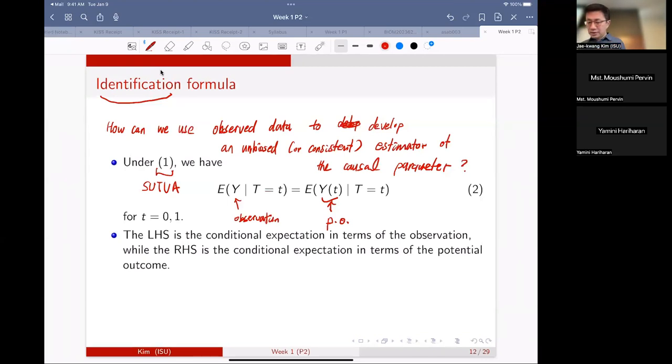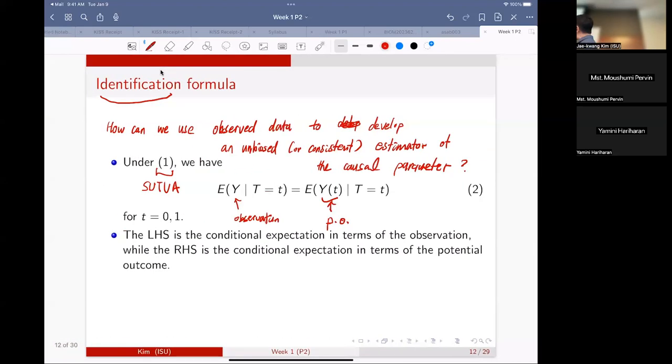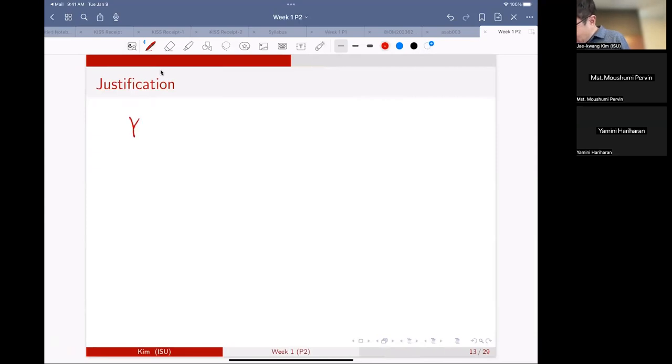So let's prove it. The statement is really simple, right? It's very hard to come up with a simpler one than this. This is probably the simplest, so the proof should be simple too. The only assumption we have is y1 t plus y0 (1 minus t).